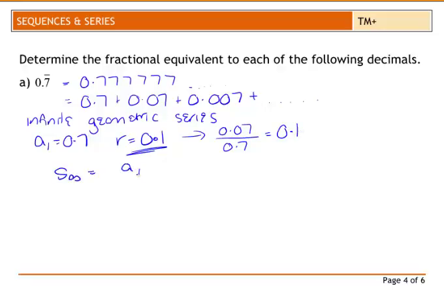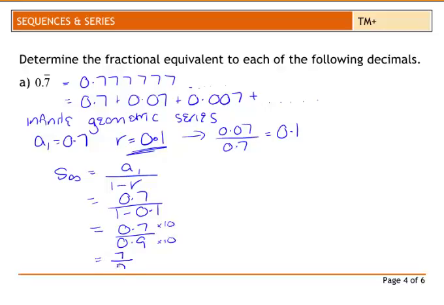So write out the formula and plug in my information. I want to keep these as decimals because I want to work out what the fraction is. So I get 0.7 over 0.9. Multiplying top and bottom by 10 to get rid of the decimals, I get 7 over 9. So therefore 0.7 recurring is equivalent to 7 over 9.